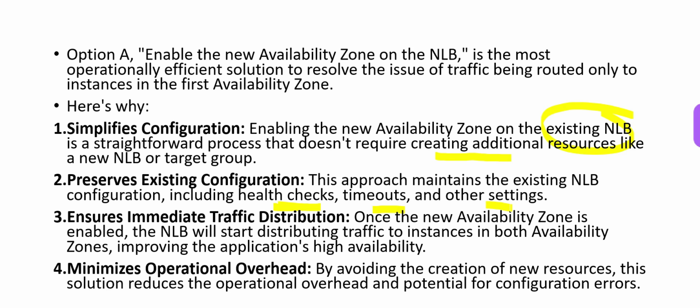Third, you can ensure immediate traffic distribution. That means once the new AZ is enabled, the NLB will immediately start sending traffic. It's just like a team lead: you have developer one and developer two, and the moment the team lead knows developer two has come, the team lead will start giving work to developer two. That is how it works. So it ensures immediate traffic distribution and minimizes operational overhead because you are avoiding creation of new resources.